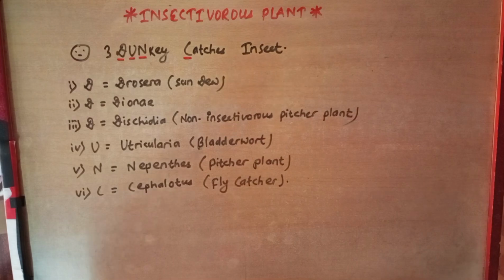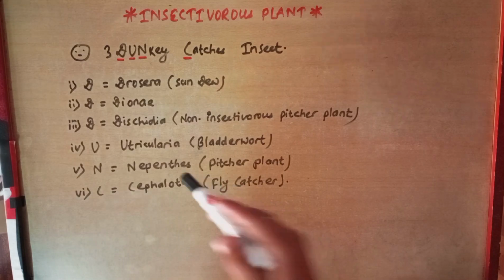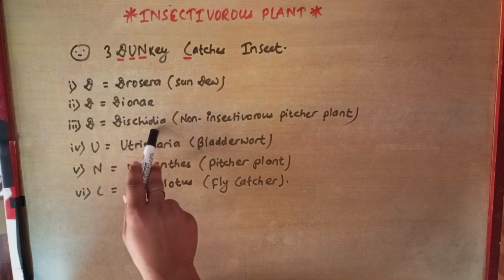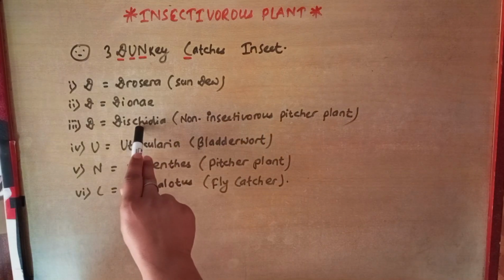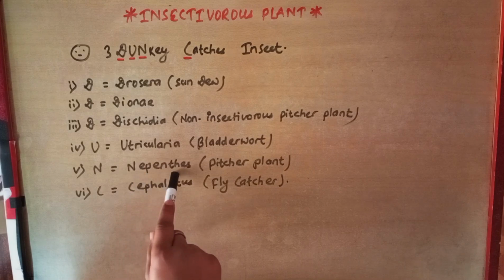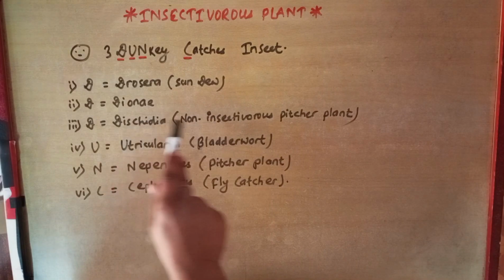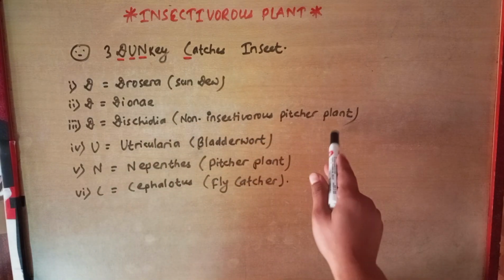So this is all about the examples of insectivorous plants, that is, which catch insects. And this Distidia is non-insectivorous. This Distidia is the same as Nepenthes, but this is a non-insectivorous pitcher plant.